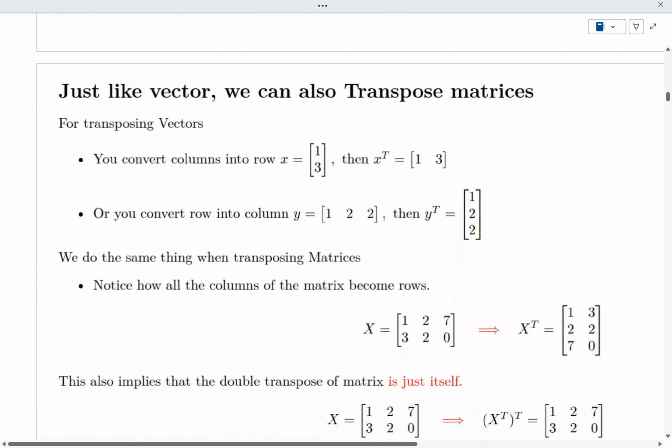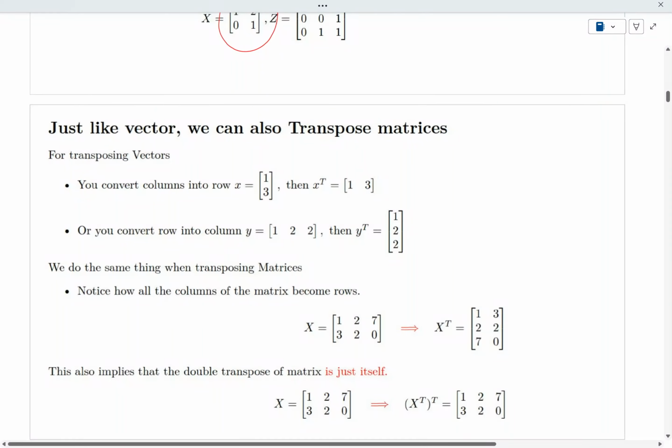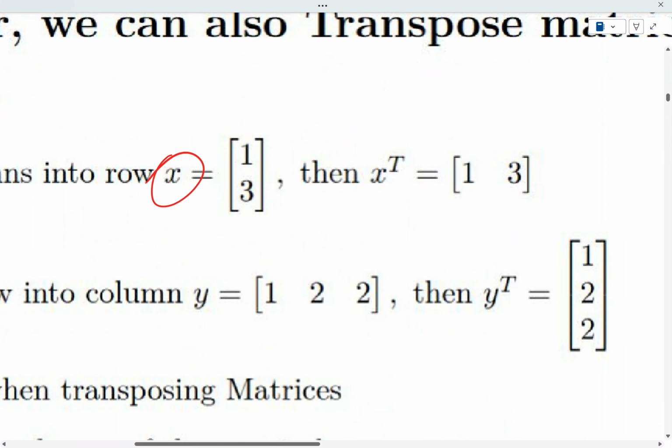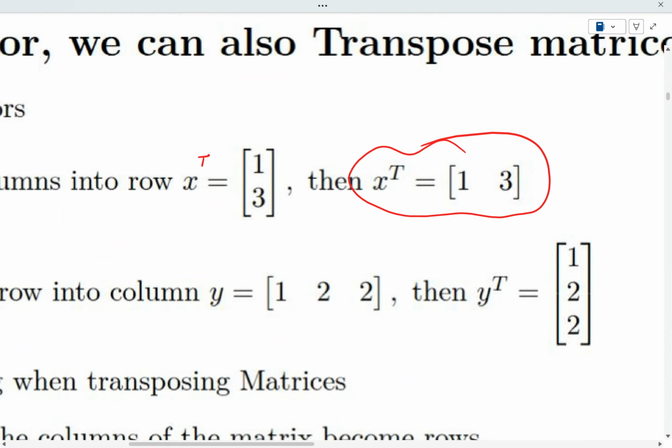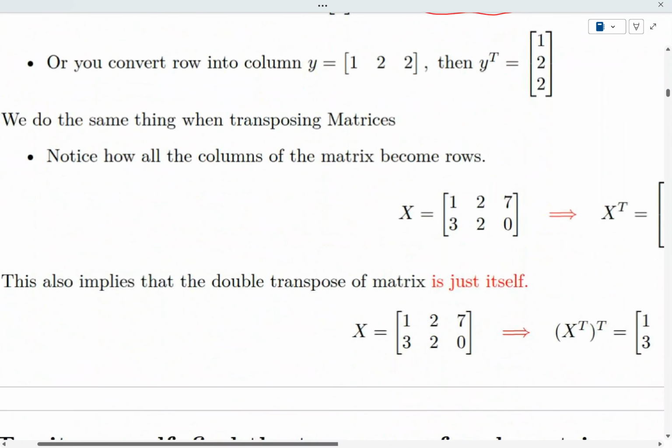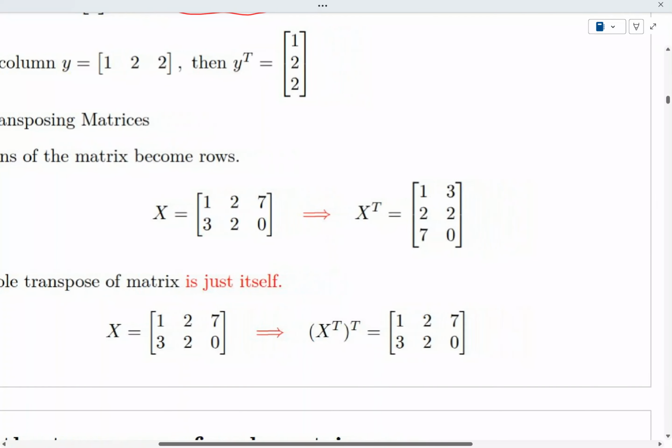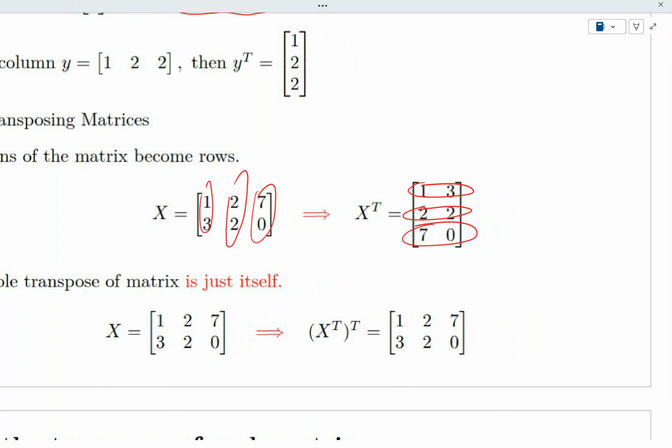And just like vectors, remember that in vectors we can transpose them, right? If you add a transpose symbol, you convert all the columns into rows. That was for vectors, which we learned last time. Matrices are exactly the same. When you perform a transpose, you convert all the columns into rows. So 1, 3 becomes 1, 3, right? 2, 2 becomes 2, 2. 7, 0 becomes 7, 0. You essentially convert all the columns into rows, and that is a transpose.